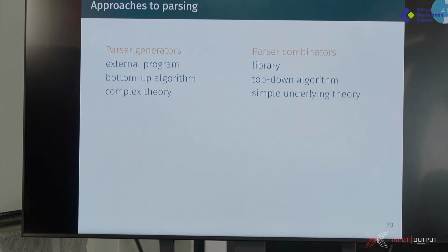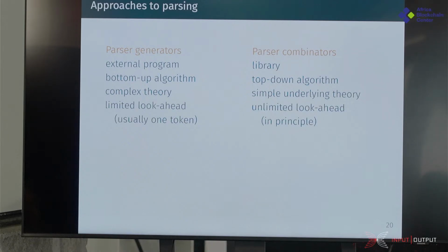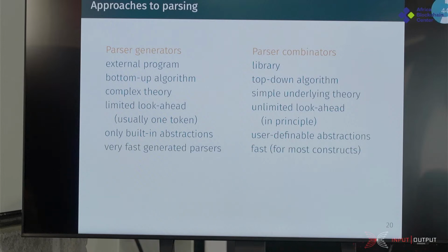So that's the traditional one. It's a bottom-up algorithm. It's complex theory. Normally, they are somewhat restricted for efficiency, so they only look ahead one character or so before they decide what to do next. They are very rigid. They can do what they can do, and you can't extend them. They are fast.